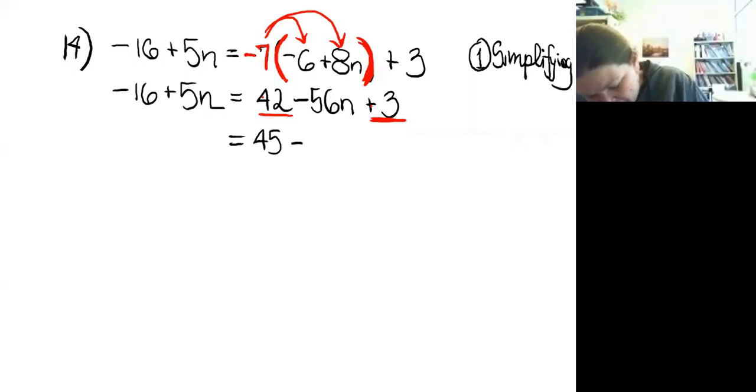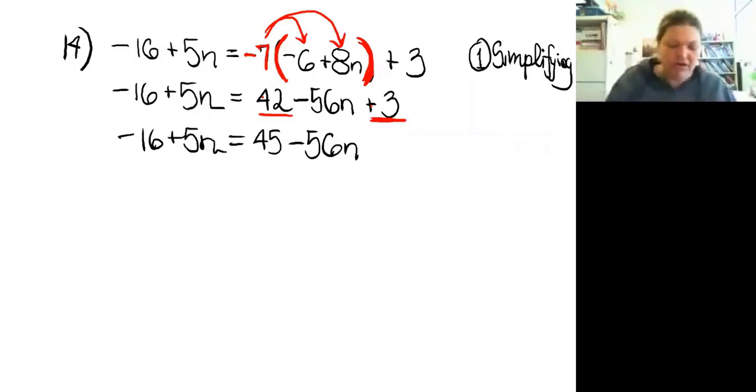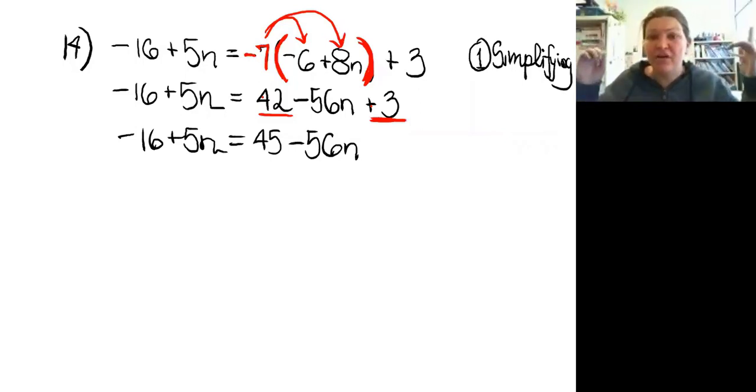I still have my minus 56n. I had nothing to combine with, so it just drops. And as Joey told me, there was no simplifying to do on the left-hand side, so I leave it like that. Okay, glorious. Is there any more simplifying I can do? No. So it is time to start solving, but do you see my problem? There's letters on both sides. How can I move the numbers away if the letters are everywhere?